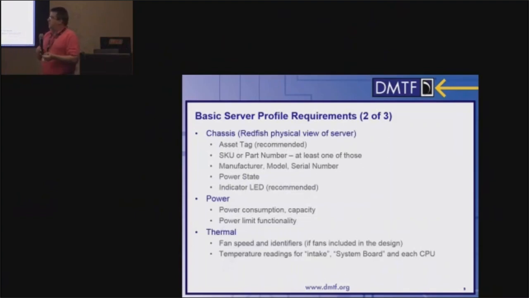So you know what? It's really good information. So we used one of the profile functions and said you have to have one or the other or both. You don't have to have SKU. You don't have to have part number. But you have to have one of those. It was a nice little trial balloon to make sure the profile worked right. So manufacturer, model, serial number, being able to see the power state of the chassis. The power state control is actually on the system side or the logical view, so you'll see that on the next page. There's also the recommendation for the indicator LED on a chassis, but that's also replicated on the system side. So the requirements are mostly on the system side, again, next page.